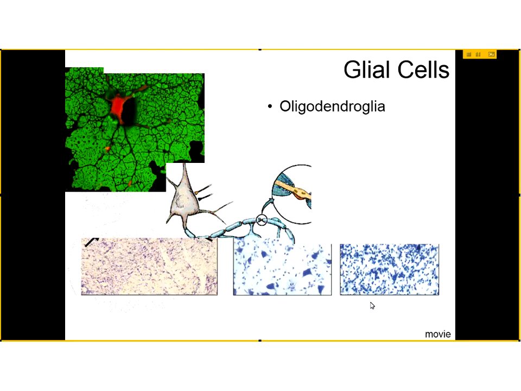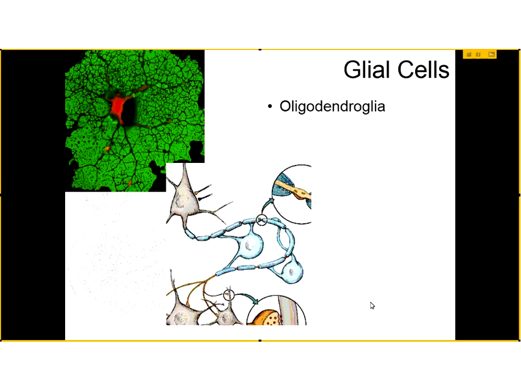Now, another important glial cell is the oligodendroglial cell, which is fun to say. So why don't you take a moment here to say oligodendroglial cell. What their function is, is to provide the myelination for neurons.